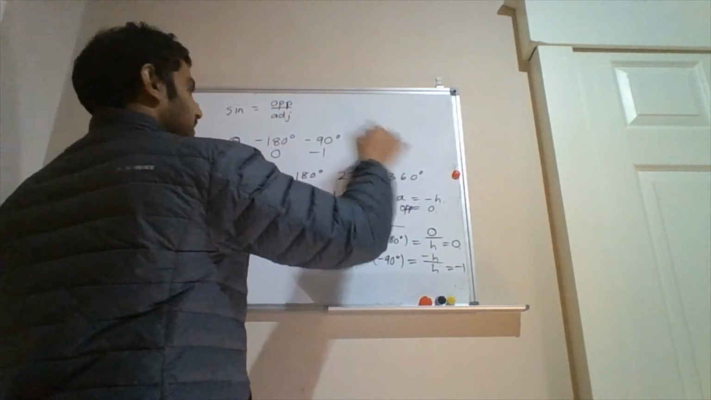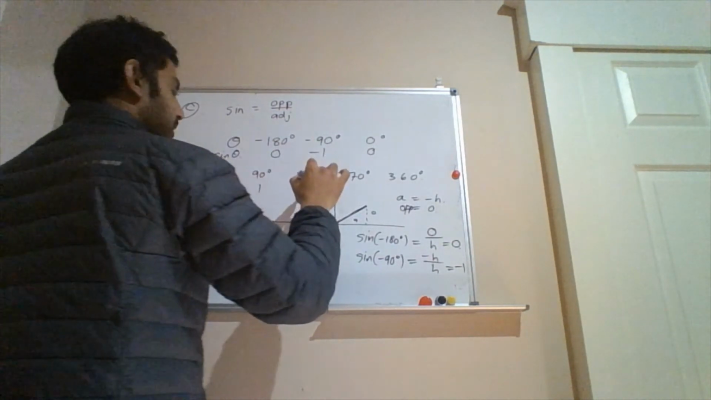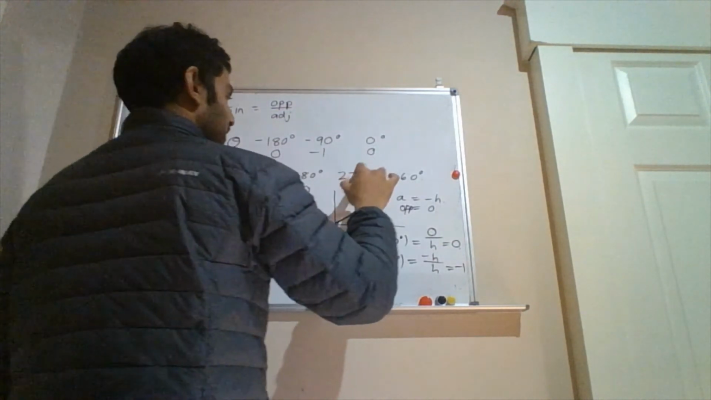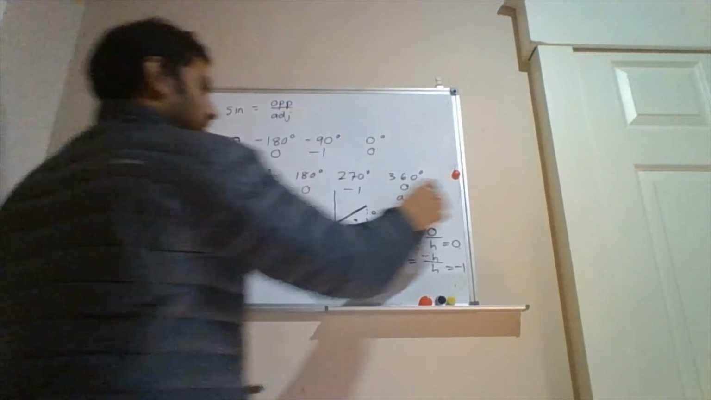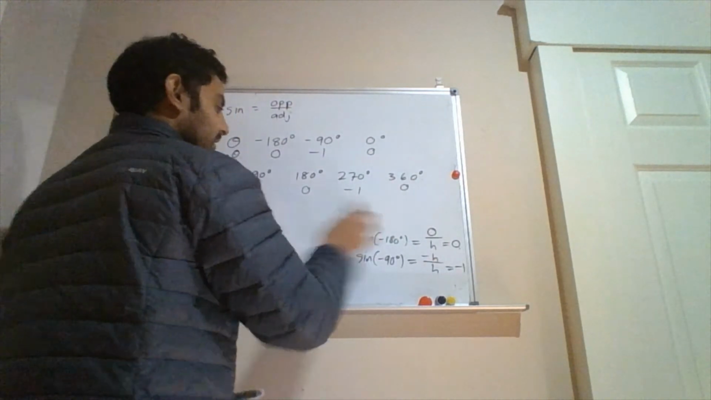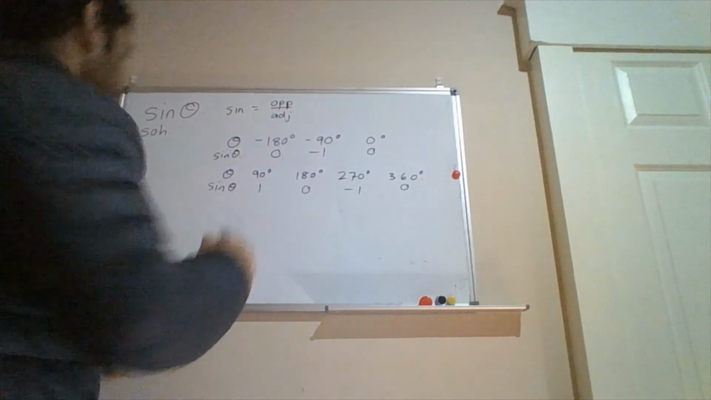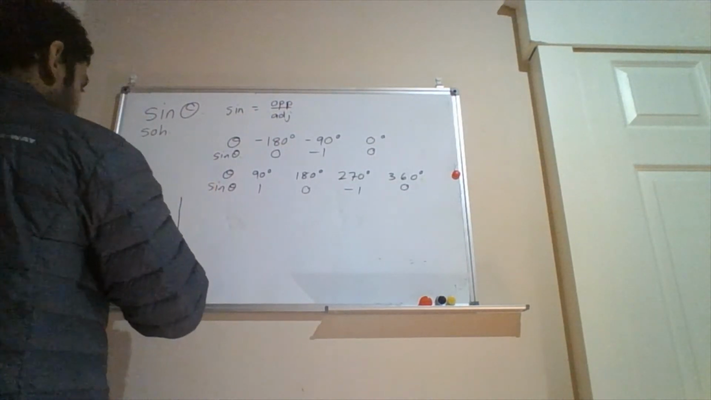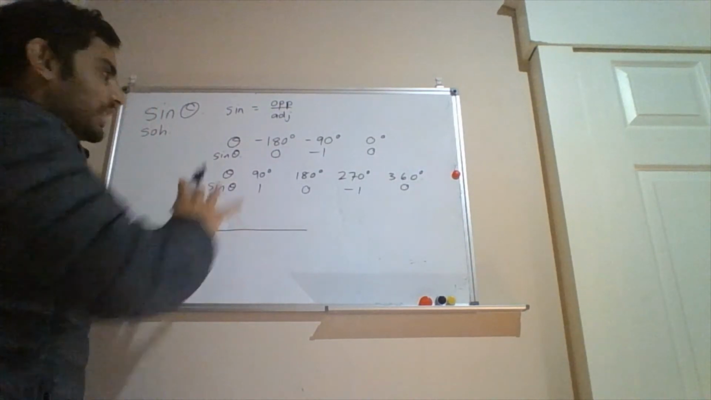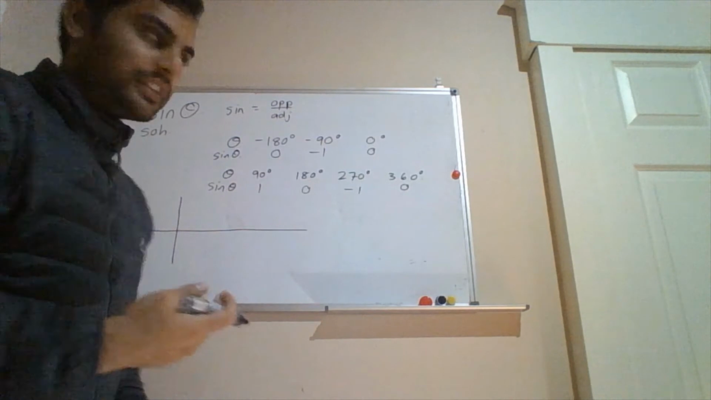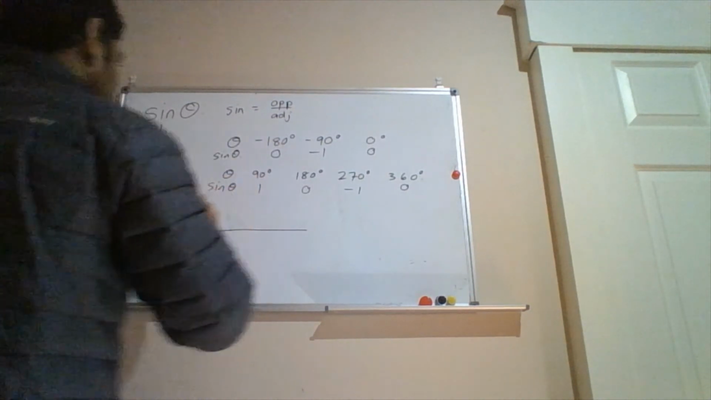Okay, sine of 0 is 0. Sine of 90 is 1. 180 is 0. 270 is negative 1. 360 is 0. So now let me just plot this. Okay, so as an exercise, maybe try doing what I'm doing here for one of the basic graphs, just to get comfortable with this process.